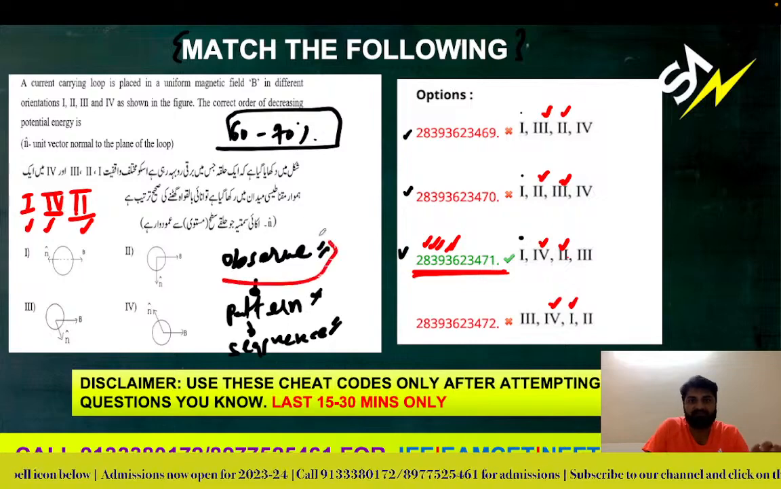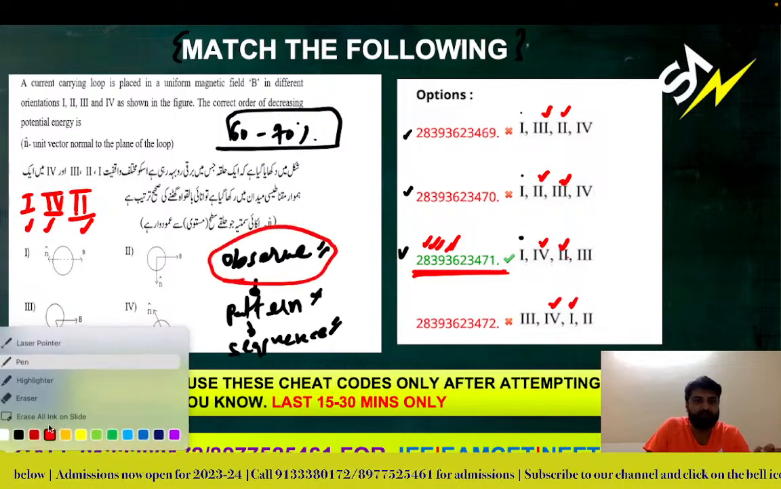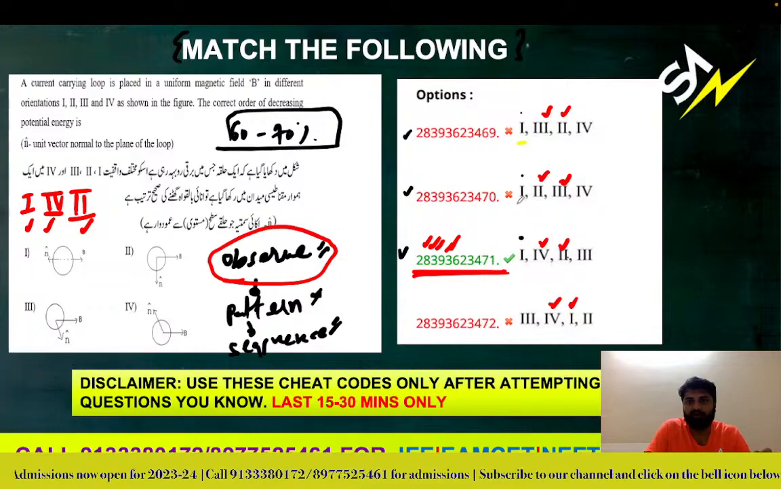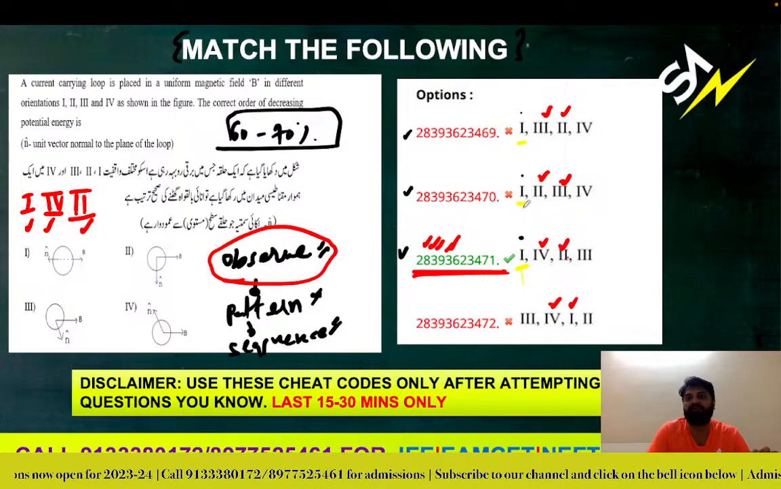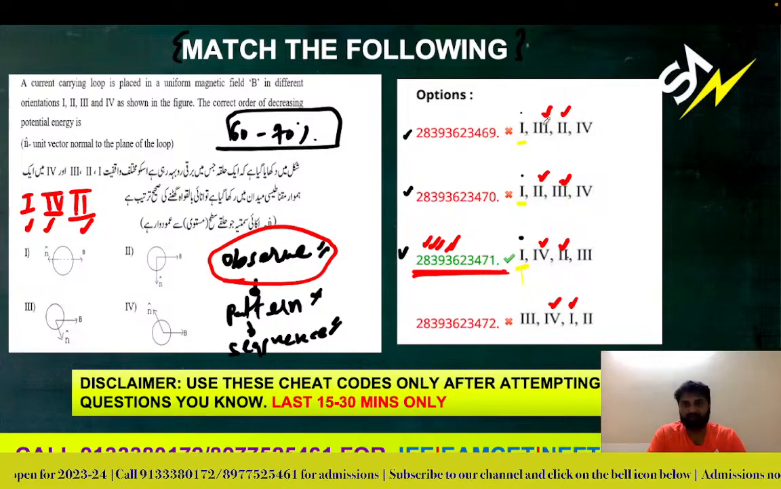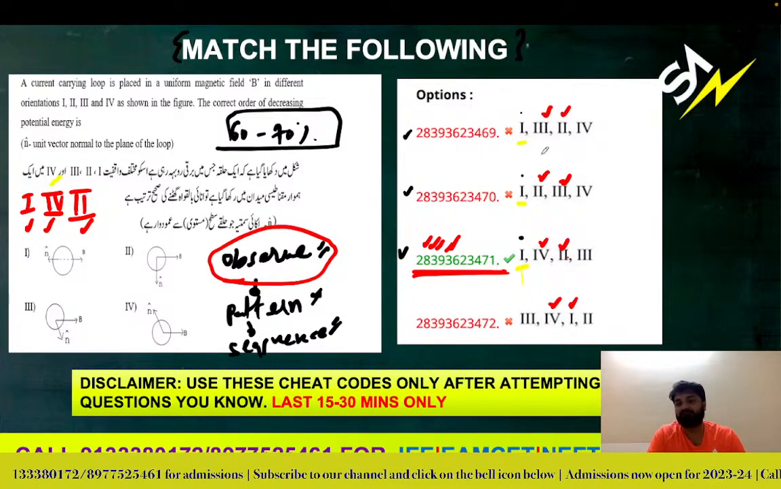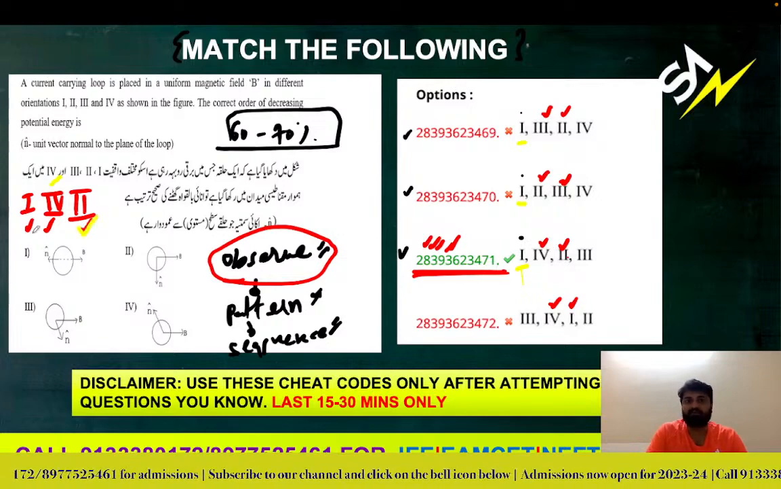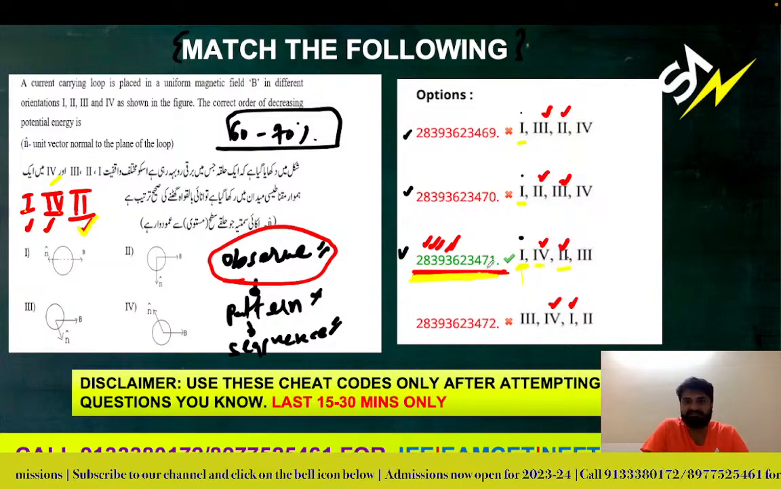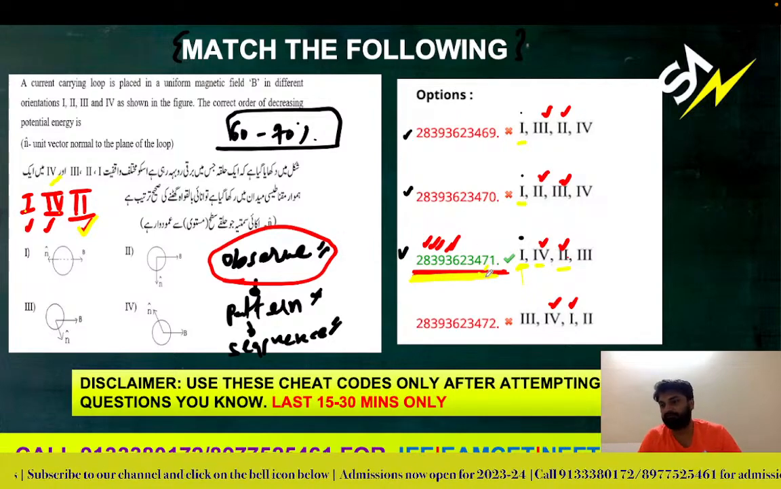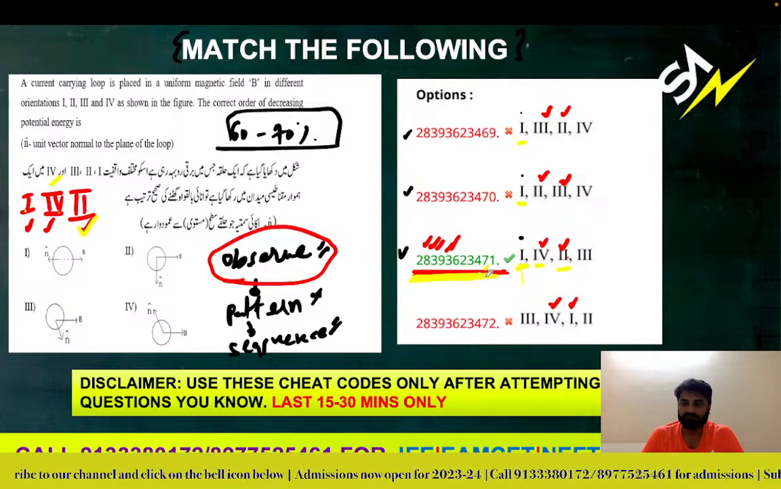So what are you observing? You are observing which is the most repeated. Look at this. All 3 options have 1 as the first. Then there are 2 options with 4, so the second one should be 4. We have 2 options with 2 in the third slot, so 2 comes next. 1, 4, 2 should be the sequence, and this is the only option with 1, 4 and 2 as the sequence. And you can see here that the third option is correct. This is how you do match the following.